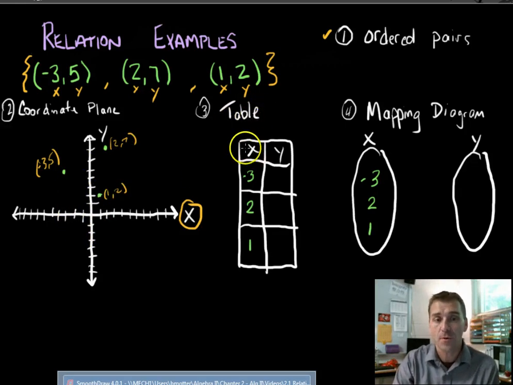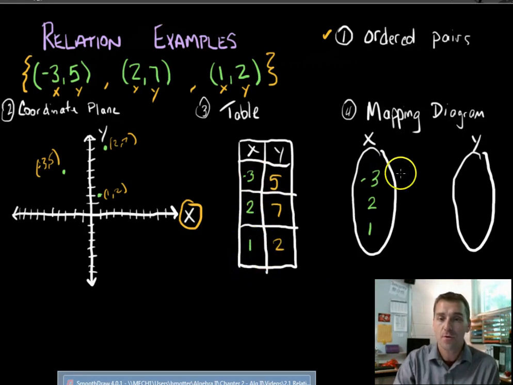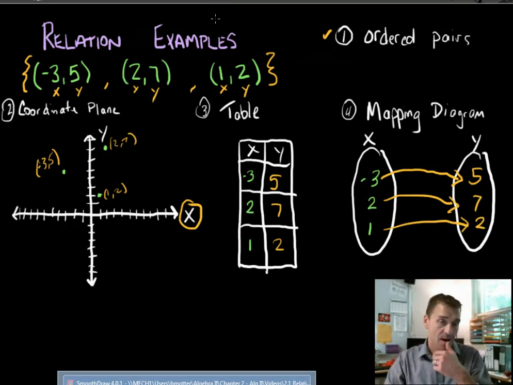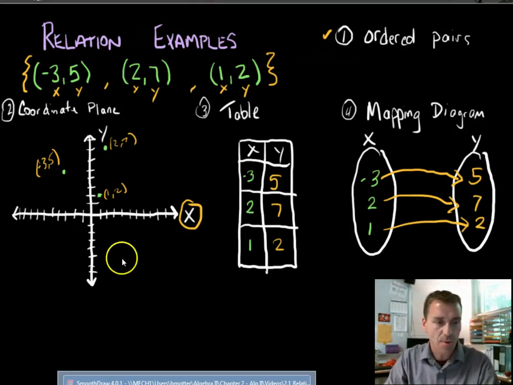You also see it in a table. We've seen this before, an XY table. -3 is being mapped to 5, 2 is being mapped to 7, 1 is being mapped to 2. They're connected, they're related that way. Down here, in this one, the mapping diagram, this is where you would say, hey, -3 is mapped over here to what this tells me up here, 5. And 2 would go to 7, and 1 would go to 2. So there are a couple different ways that you're going to see relations represented. There's a word. Okay? So let's keep on going.